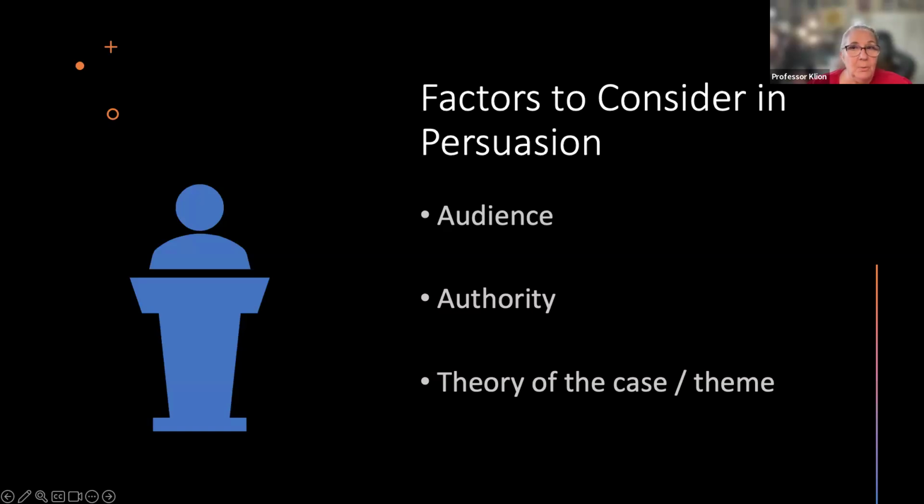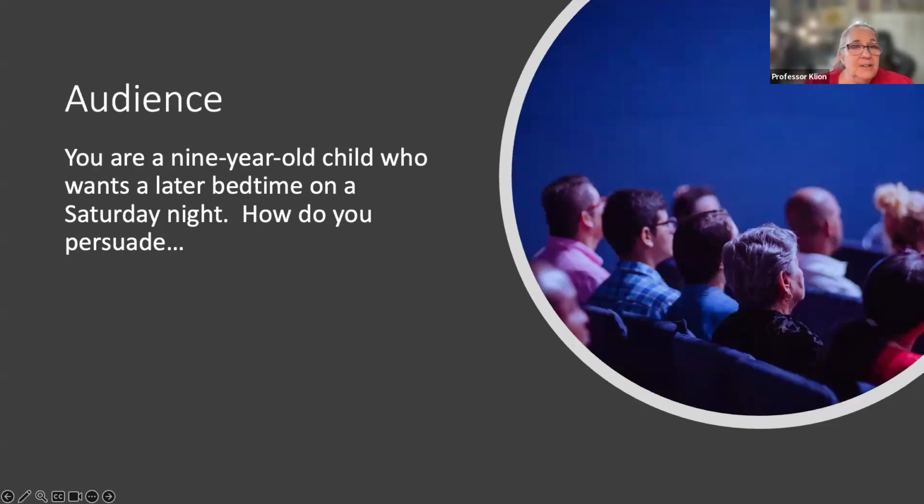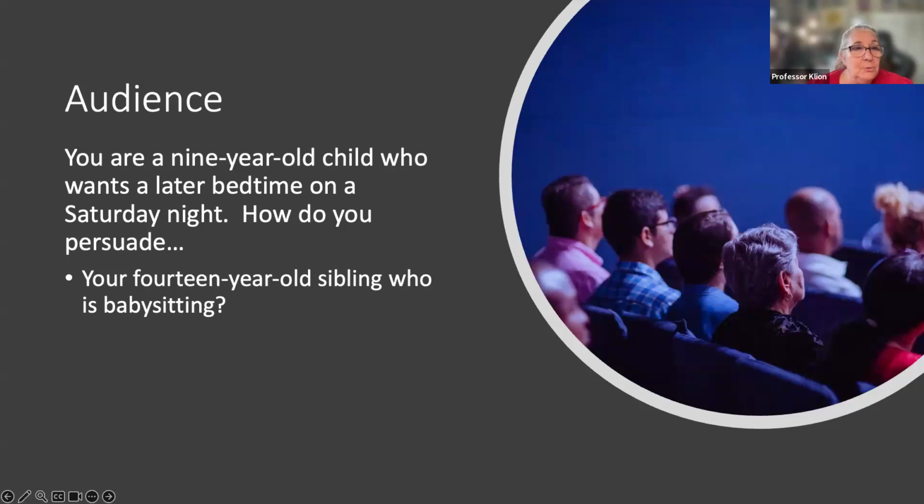So let's talk about these one by one. Audience. You have really spoken to different audiences most of your life. So if you imagine that you were a 9-year-old child who wants a later bedtime on a Saturday night, how do you persuade different folks? So if you were trying to persuade your 14-year-old sibling who was babysitting you that night, perhaps you would say something like, I will let your boyfriend or girlfriend come over and not tell mom and dad. Or I will wash the dishes for you for a week if you let me stay up late.